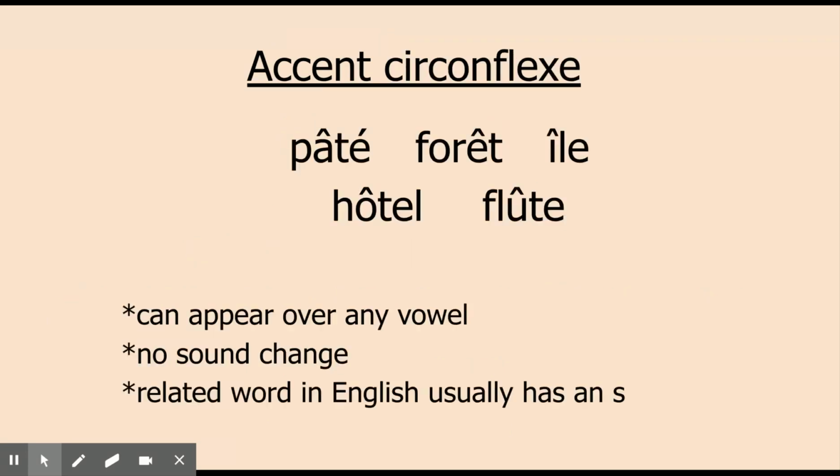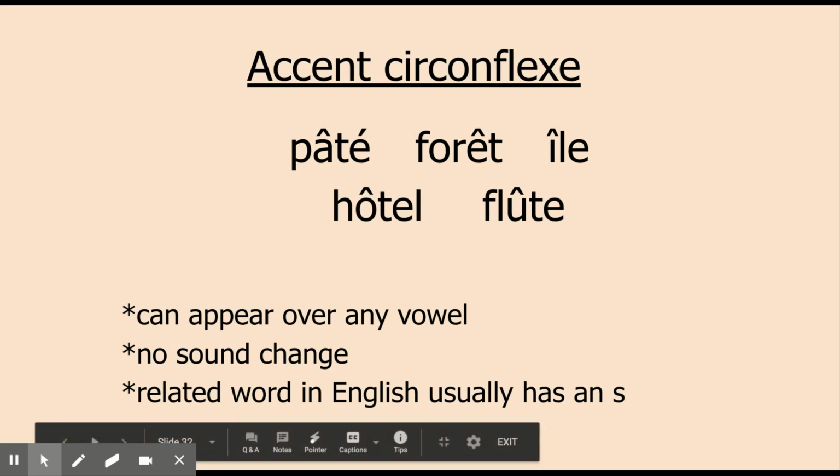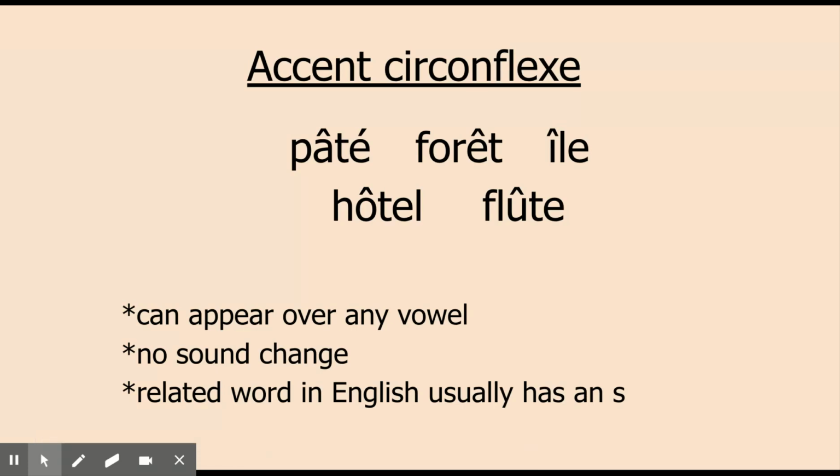The next accent is called the accent circonflexe. The accent circonflexe, it looks like a little hat. You can see here pâté, forêt, île, hôtel, and flûte. This accent can show up over any vowel. It does not change the sound of it, and it is typically related to a word in English that usually has an S in it. So, for example, hostel or forest or île, like island, île. So it's just a spelling accent.